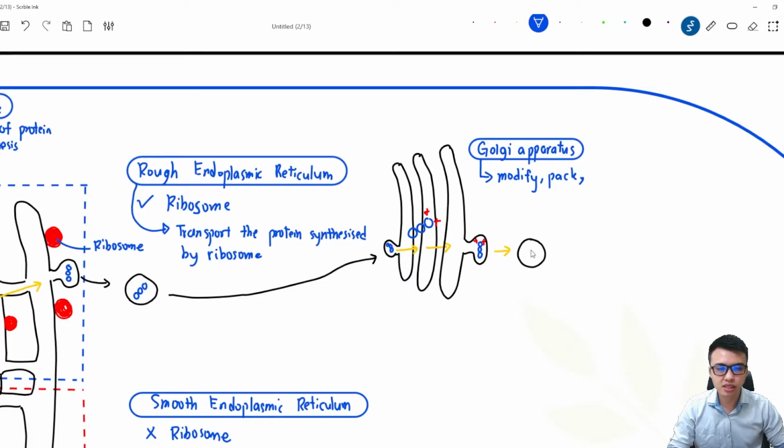After you pack it, it will transport it out from the organelle to somewhere that needs this modified enzyme. It's going to be transported out from the cell, or it will just stay in the cell for other purposes. Alright, so we have modify, pack, as well as transportation of the enzyme. Okay, so that's it for the Golgi apparatus.